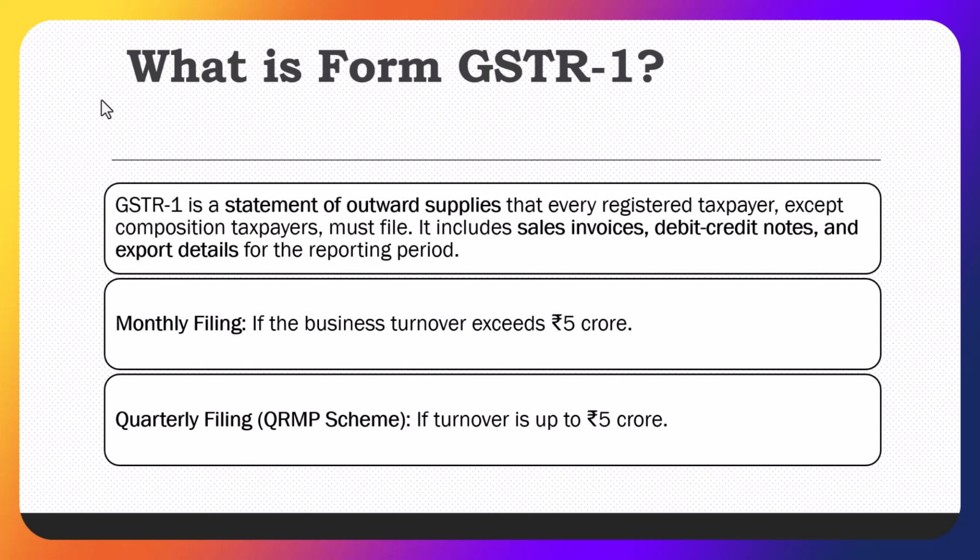Quarterly filing is under the QRMP scheme. So if your turnover is below Rs 5 crores, you file quarterly; if it exceeds 5 crores, monthly. So QRMP means quarterly return, but monthly payment. You need to make a payment on a monthly basis, whatever your tax due is, but you can file a quarterly return.